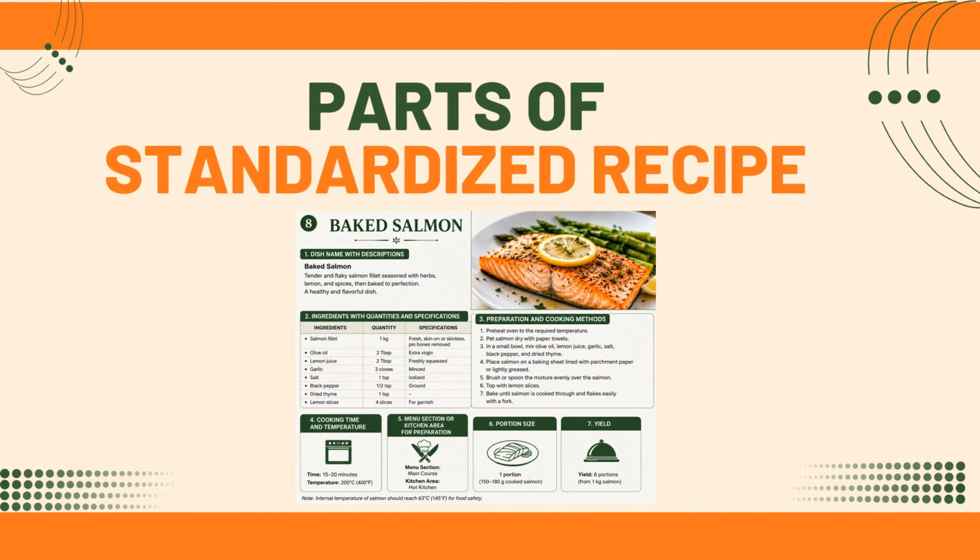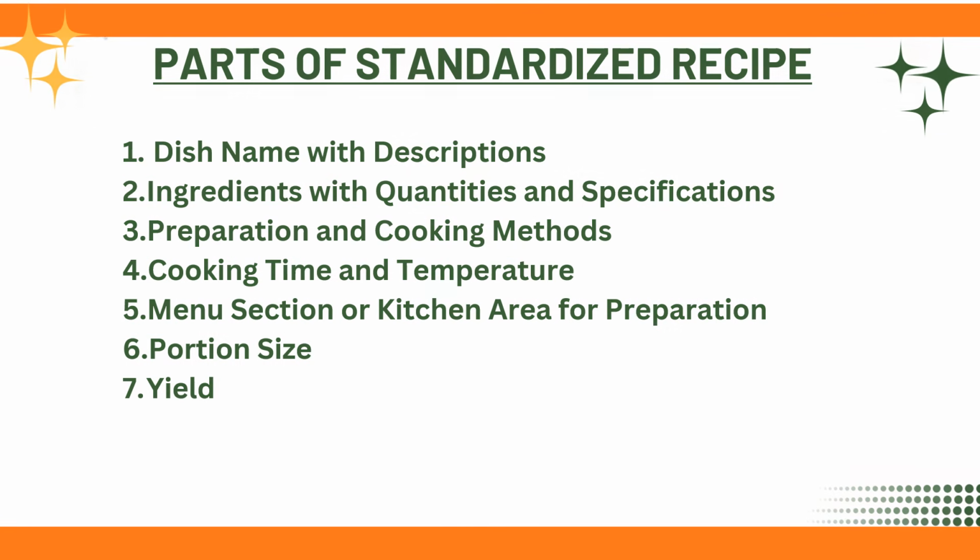The following are the parts of a standardized recipe. 1. Dish name with descriptions. 2. Ingredients with quantities and specifications. 3. Preparation and cooking methods. 4. Cooking time and temperature. 5. Menu section or kitchen area for preparation. 6. Portion size, yield.